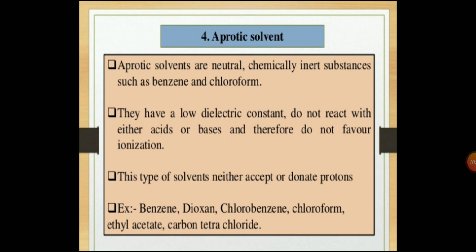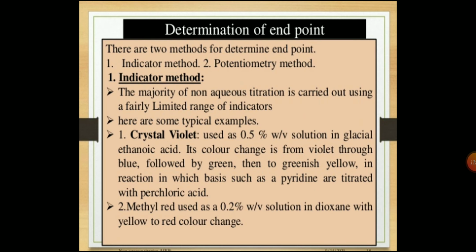वो न्यूट्रल है. This type of solvent neither accepts nor donates the proton. ठीक, ओके, कुछ भी नहीं करते हो, एक्सेप्ट भी नहीं करते हो, डोनेट भी नहीं, मुझे कुछ नहीं करना है. Examples are benzene, dioxane, chlorobenzene, chloroform, ethyl acetate, carbon tetrachloride, etc. So these are the four different solvents we covered in non-aqueous solvents.